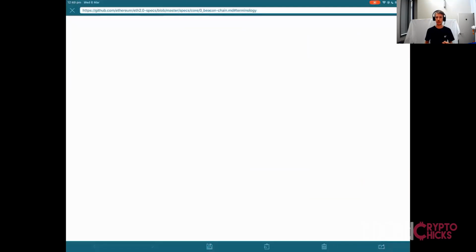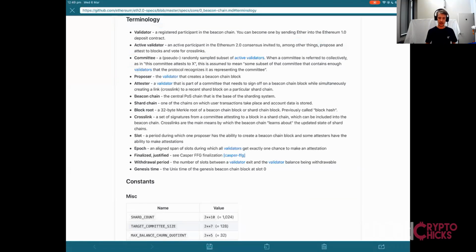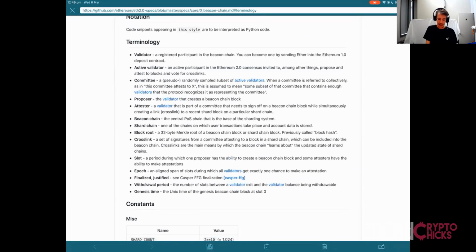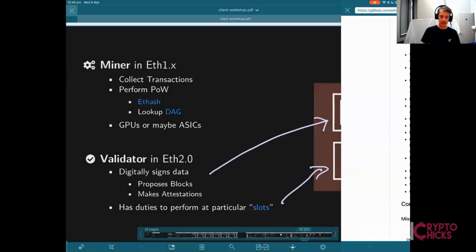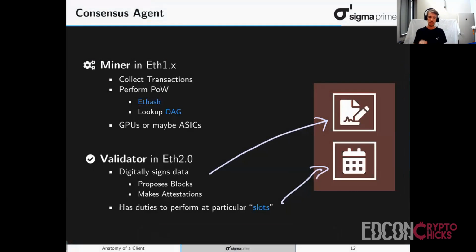And when I say slot, if you're wondering what I mean by a slot, take a look at the Ethereum 2.0 spec terminology here, and you'll see that a slot is a period during which one proposer has the ability to create a beacon chain block, and some attesters have the ability to make attestations. So basically, these are the things that you need to do at a particular point in time as a validator. They're your responsibilities or duties.